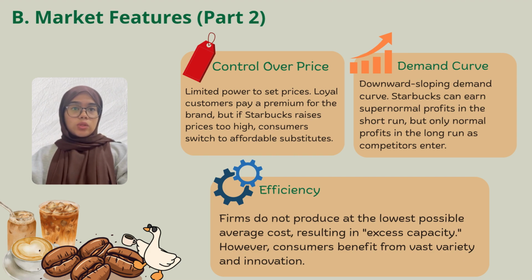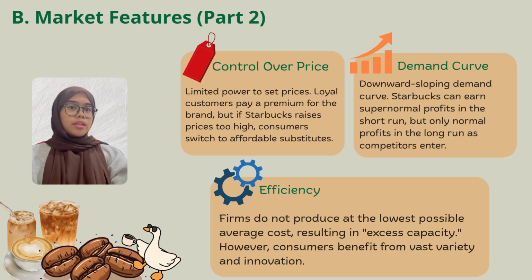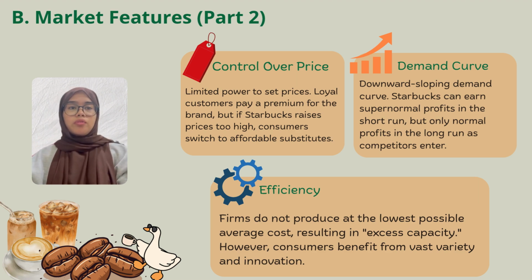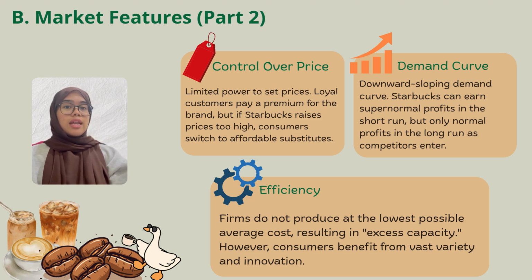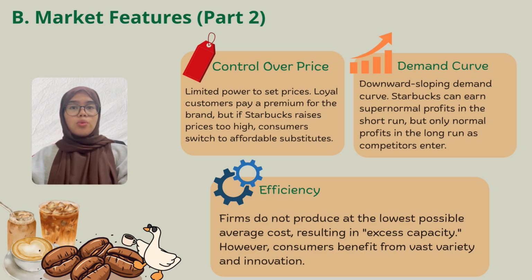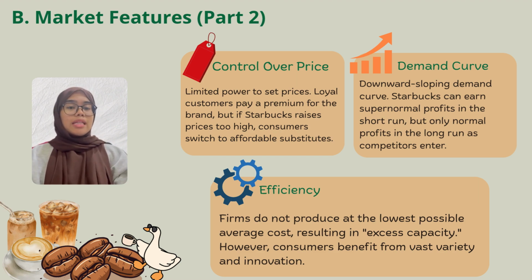Moving on to the next three features. Fourth, Starbucks has limited control over price. They can set higher prices because of loyal customers, but if it is too expensive, people will buy elsewhere. Fifth, the demand curve is downward sloping. They can make high profit in the short run, but only normal profit in the long run. Lastly, there is excess capacity, meaning they do not produce at the lowest cost because they spend money on brand.